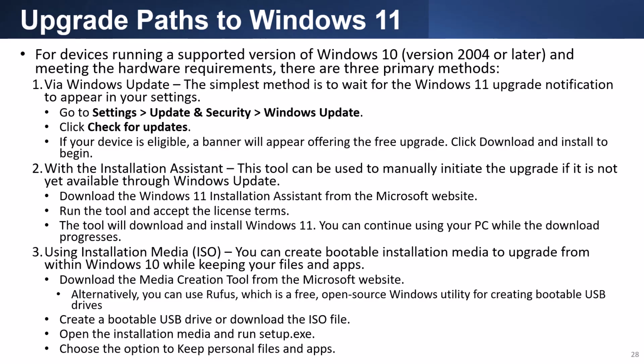Using installation media or ISOs. You can create a bootable installation media to upgrade from within Windows 10 while keeping your files and apps. Download the media creation tool from the Microsoft website. Alternatively, you can use a tool called Rufus, which is a free open source Windows utility for creating bootable USB drives. You would create a bootable USB drive or download the ISO file, and then open the installation media and run setup.exe. You would choose the option to keep personal files and apps to do the upgrade.